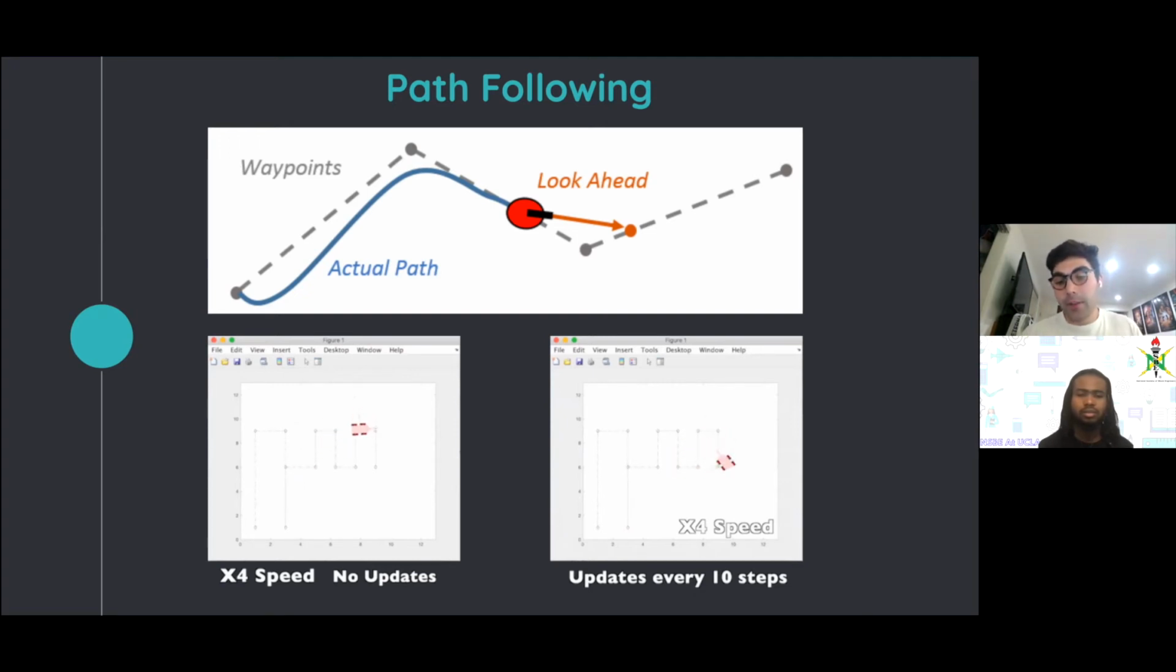And then on the right, you can see what happens when the robot is using the state estimator and updating where it thinks it is every 10 time steps. You can clearly see how it can follow the path a lot more accurately.